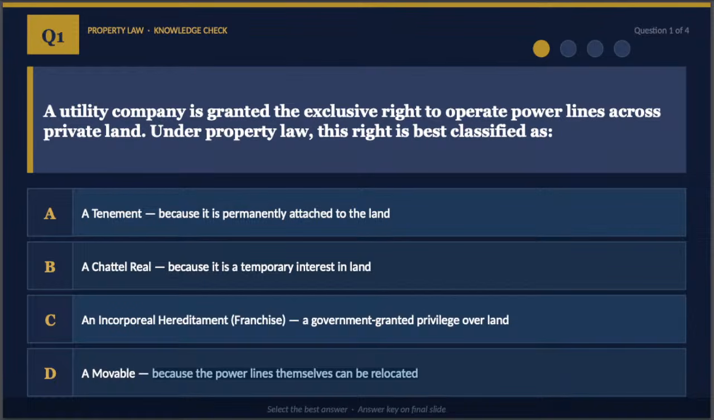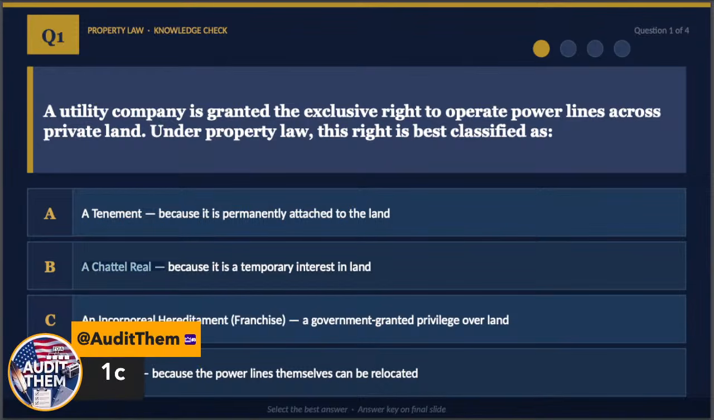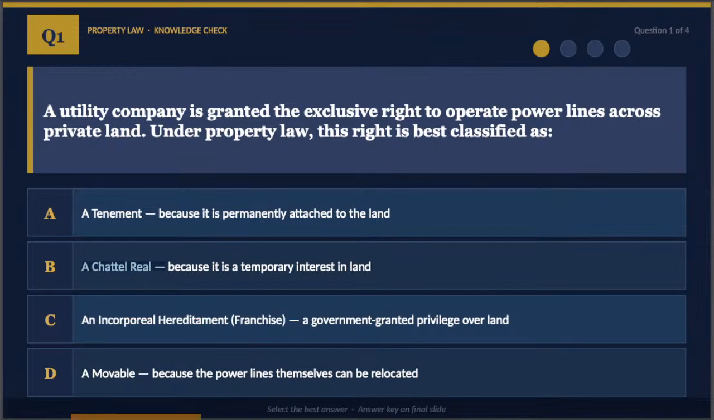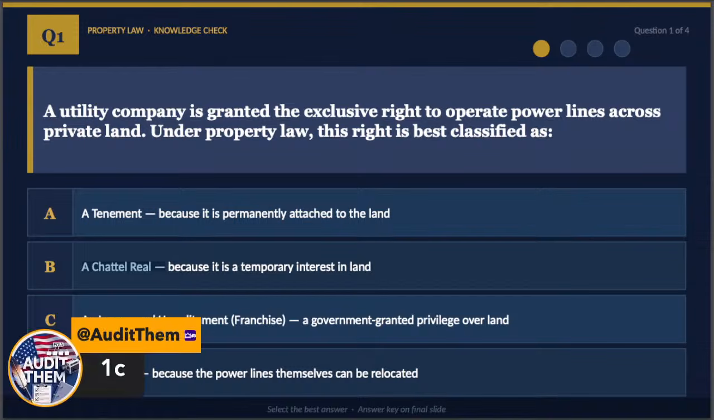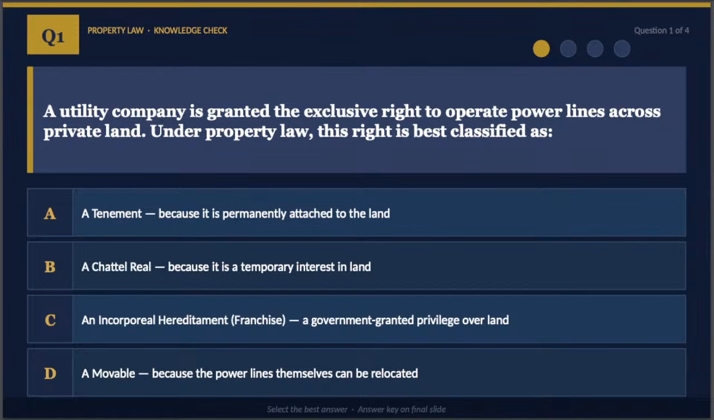Let's think about this. A tenement means that there's a freehold, right? A chattel real is intangible. Auditum says 1C. Okay, we get an answer here for 1C. Anyone else want to take a stab at question 1? So you're choosing an incorporeal hereditament, the franchise, the government-granted privilege over land. All right, let's move on to question 2.